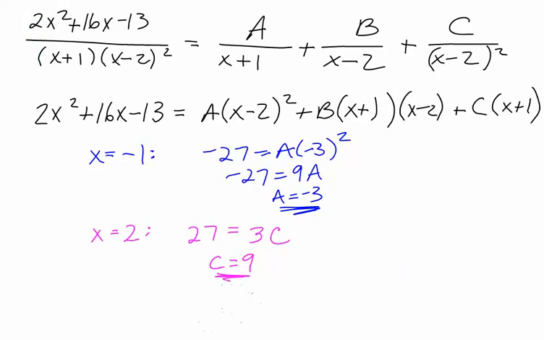And then we need to find the value of B. So we'll plug in another value of x. Now there isn't one that's obviously nice at this point, so I'm going to go with x equals 0. On the left-hand side, we get -13.